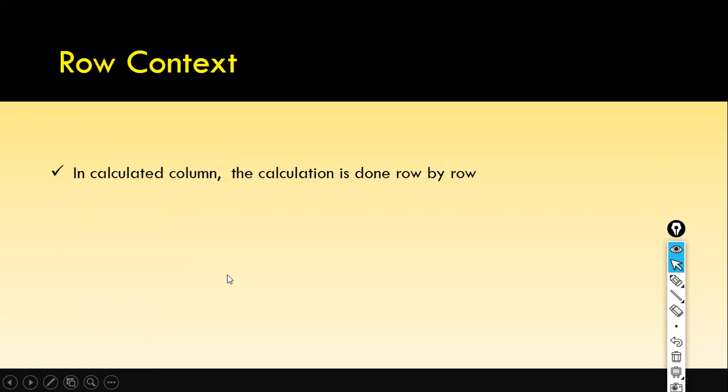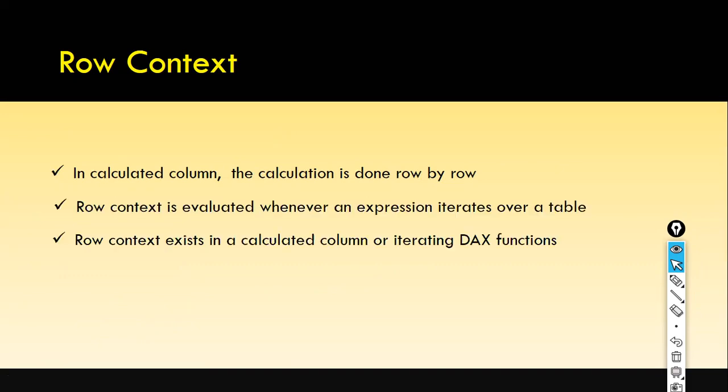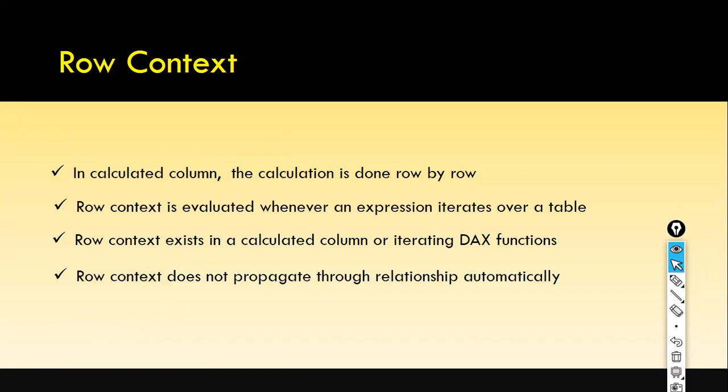Okay. So what is row context? When you create a calculated column, that creates a row context automatically. Okay, we don't have to do it explicitly. And row context is evaluated whenever an expression iterates. So this is what I discussed a while back. Row context exists in a calculated column or iterating DAX functions. What are the iterating DAX functions?